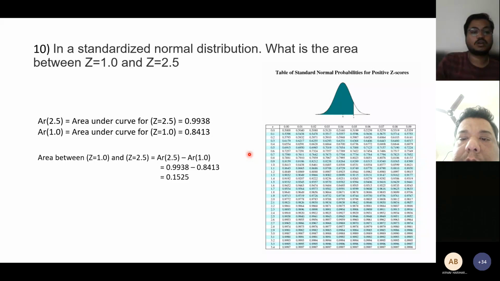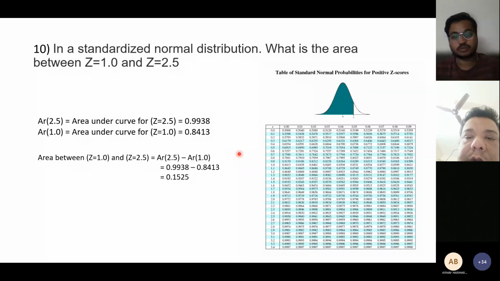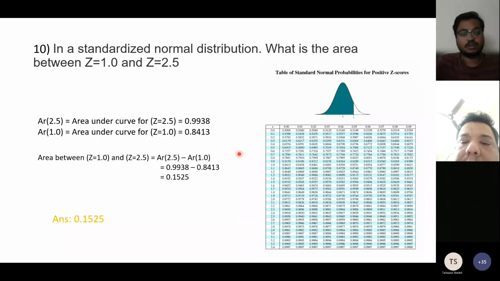Now, all we have to do to find the area between both of them is subtract the area of 1.0 from the area of 2.5, which is 0.9938 minus 0.8413, which is 0.1525. This is the answer. Is that clear for everyone? Yes, sir, clear. Arpit, is this table available during the examination? It should be. You're not expected to memorize a table.